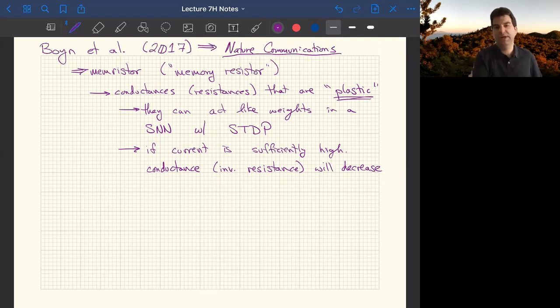So by running current through it, you change the resistance. And by changing the resistance, future times where you probe that element cause you to see the effect of the previous current. So it can act like a memory element.